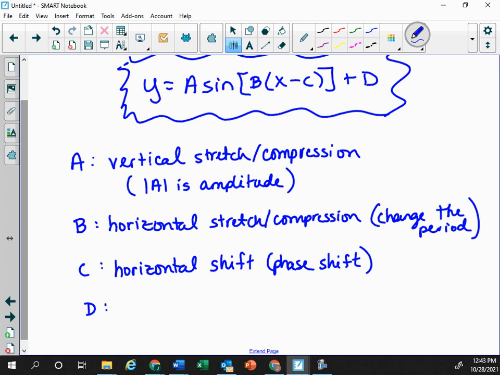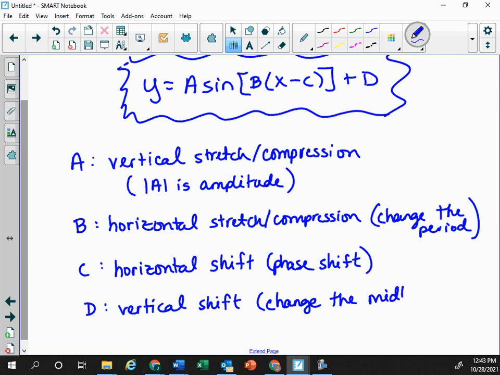I might ask you in a question like, here's this graph, what is the phase shift? So I just want to make sure you're familiar with the terms. And then what's D going to be, guys? Vertical shift. Okay, and this one can change the midline, and I'll show you what the midline is in a second.